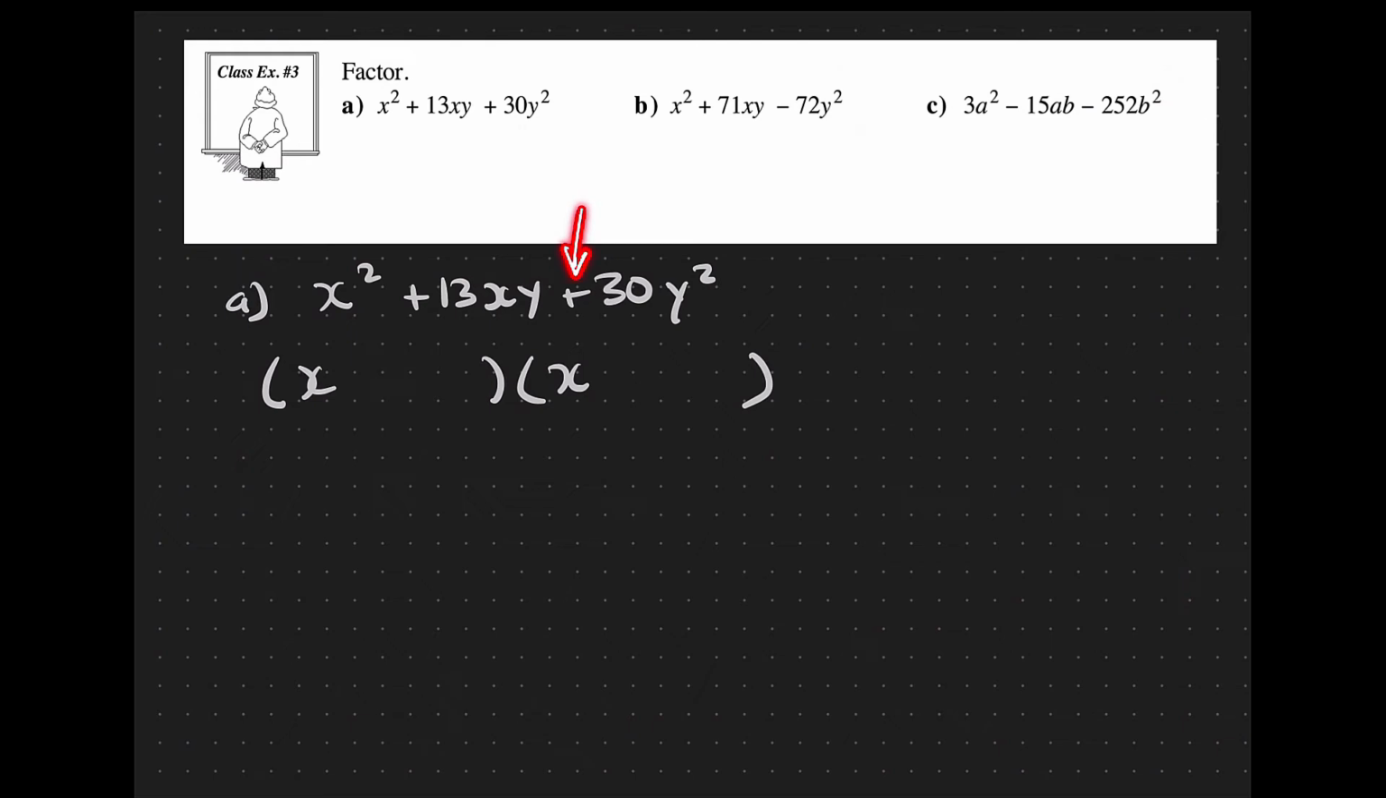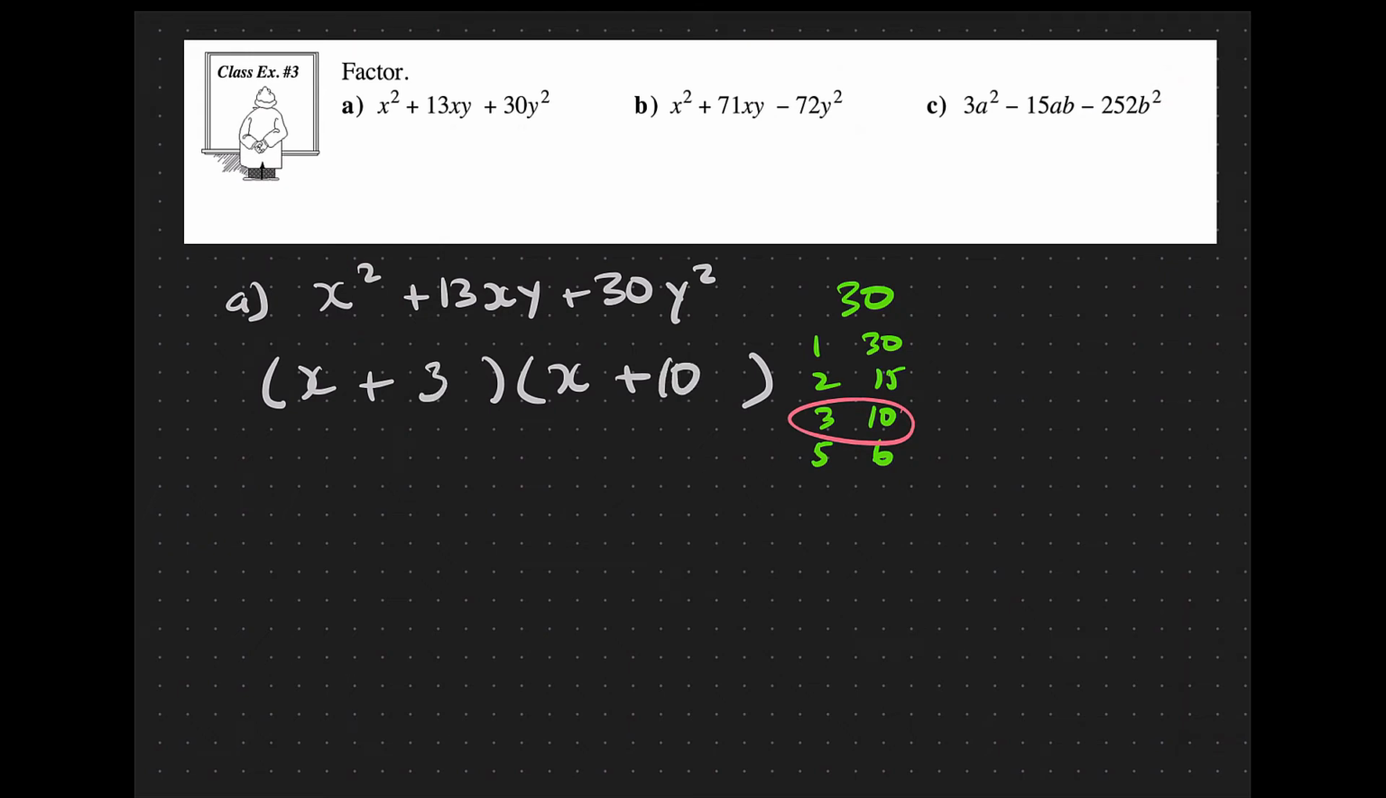Again, same thing, signs are the same, they're both positive, so I'm going to go plus and plus, and I need to find numbers that will form a product of 30, which is 1 and 30, 2 and 15, 3 and 10, 5 and 6. And they're going to add together to give me 13, which looks like these two. So I'm going to have a 3 and a 10.